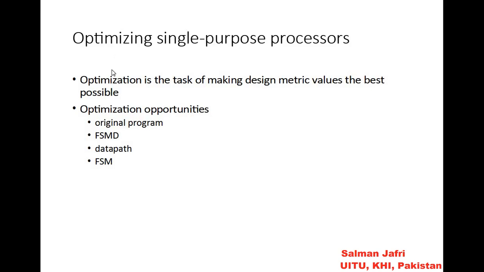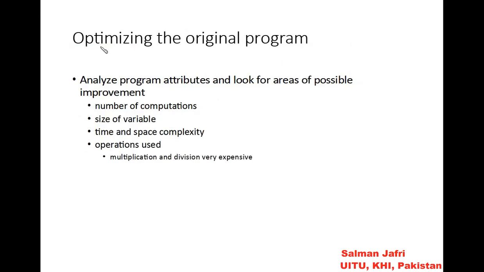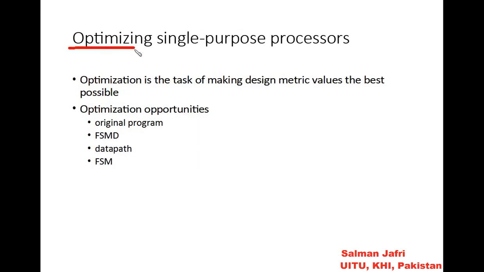So when we talk about now optimizing the single purpose processors, we'll look at this particular important thing, which comes under the category of optimizing single purpose processors. So basically, what is optimization? Optimization is the task of making design metric values the best possible, right? So we looked at examples of design metrics, for example, size, power consumption, NRE cost, etc. So we want to make the values of all those as best as possible.